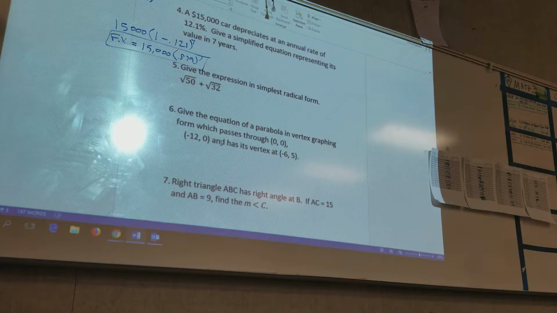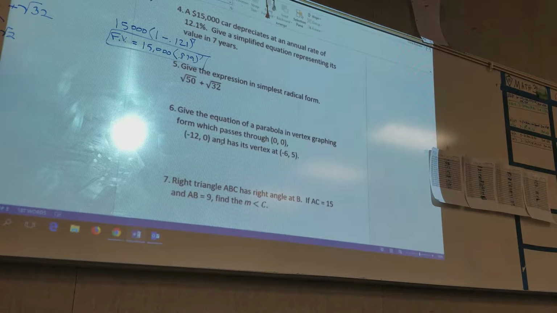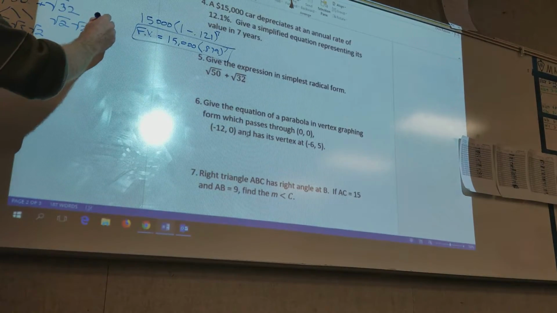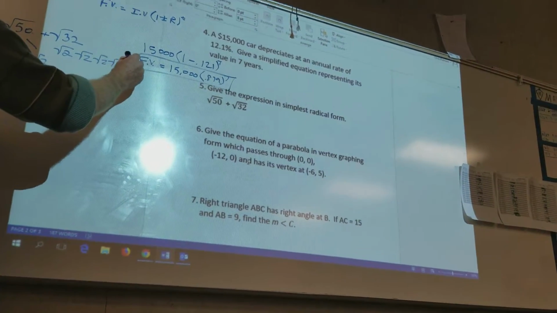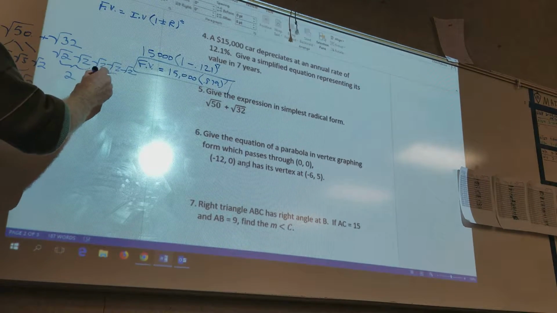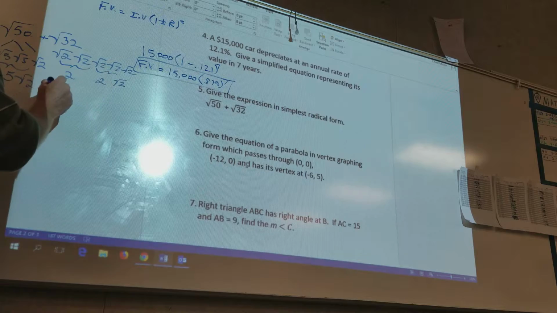Number 5 here, square root of 50 plus square root of 32. All right, 50 breaks down. Prime factorization of 5 times 5 times 2. Square root of 5 times square root of 5 is 5. Square root of 2. Now the square root of 32 becomes 2, 4, 8, 16, 32. Those make 2. Those make a 2. Everything's multiplied.